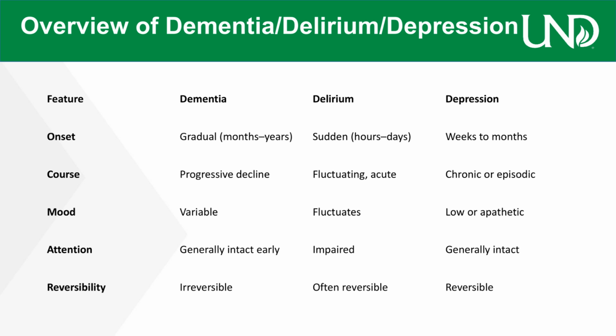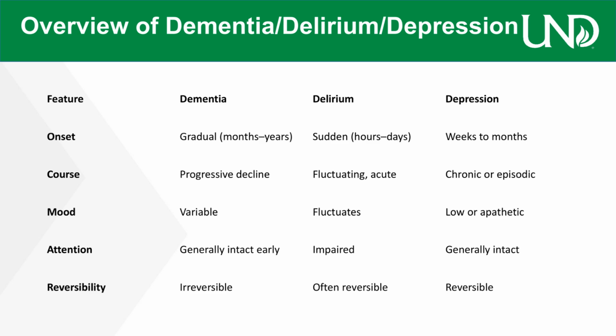To differentiate between these three, we will look at onset, course, mood, attention, and reversibility as clues to what we might be dealing with. Dementia is usually gradual in terms of onset over months to years, and there is a progressive decline in function. The mood can be variable, and attention is usually intact early, but is not reversible. Delirium is usually sudden in onset, a significant change over baseline, usually over hours to days. The course is usually fluctuating or acute, and the mood also can fluctuate. Attention is impaired, and it is usually caused by something else going on medically, so if the source is found and treated, the condition is reversible.